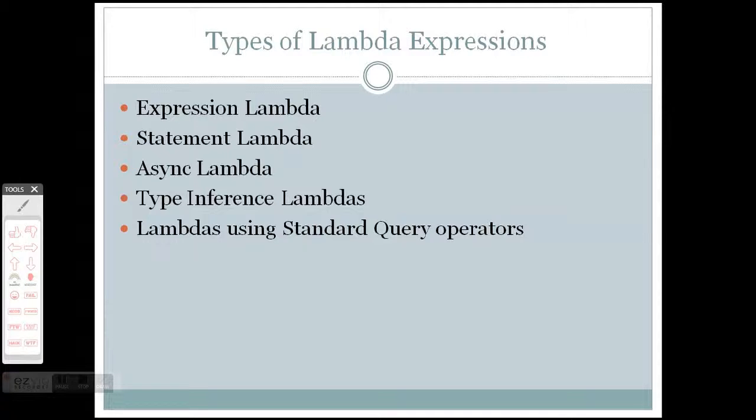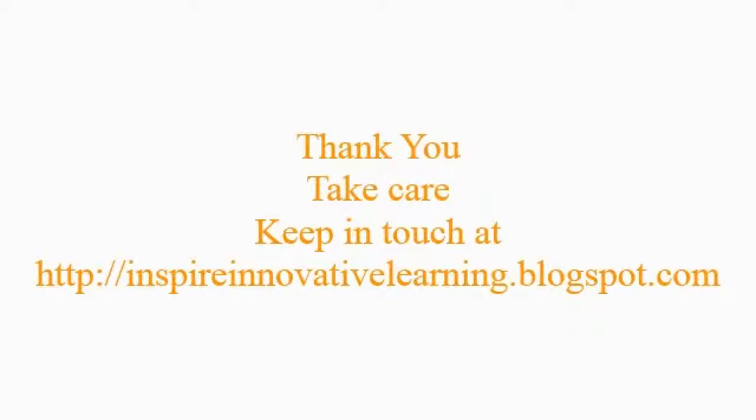And now we have an overview of the types of lambda expressions that we will be covering in the forthcoming chapters. They are expression lambdas and statement lambdas, both of which we have seen in our examples. We'll go into details. Async lambdas, type inference lambdas, and lambdas using standard query operators. I'd request you to have the latest .NET version installed on your systems, as async lambdas were introduced in .NET 4.5.